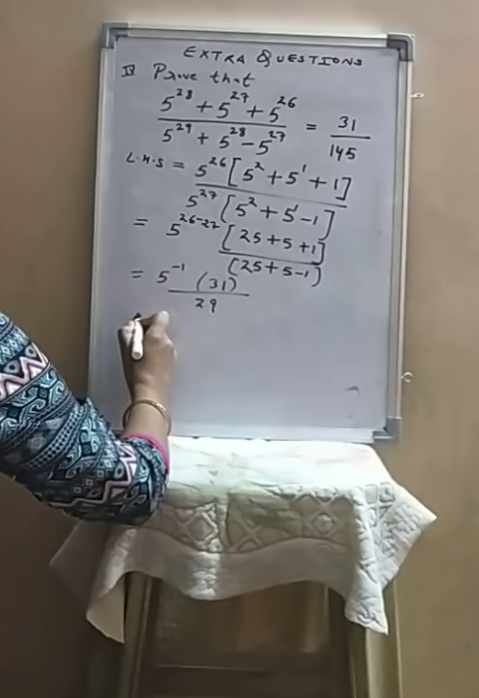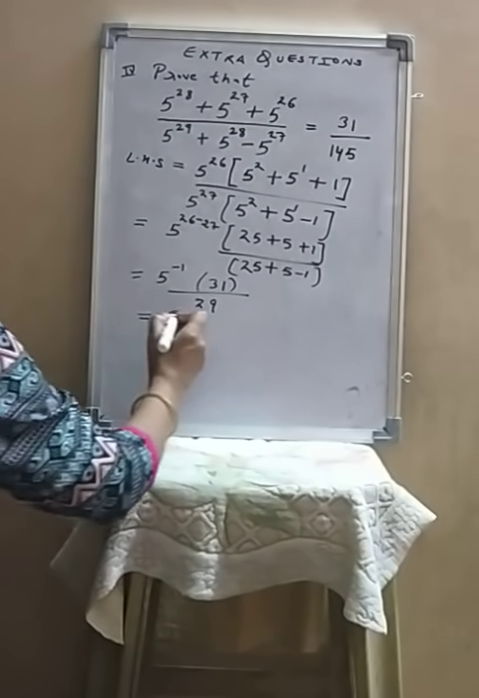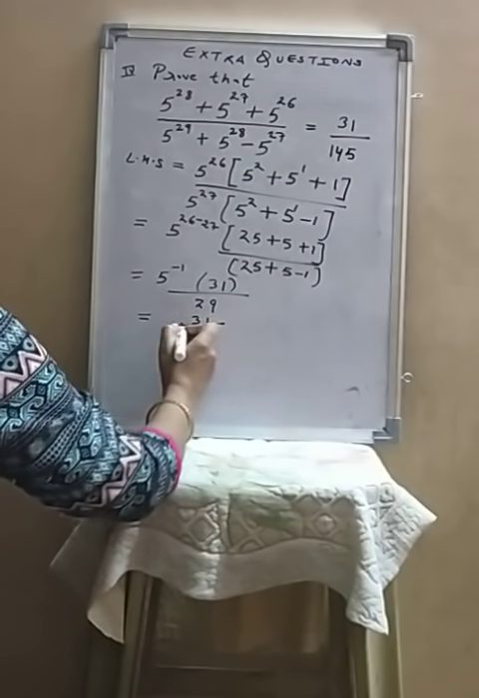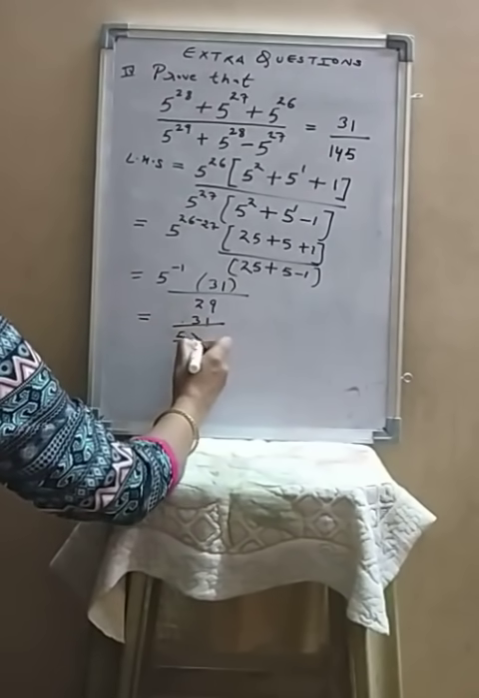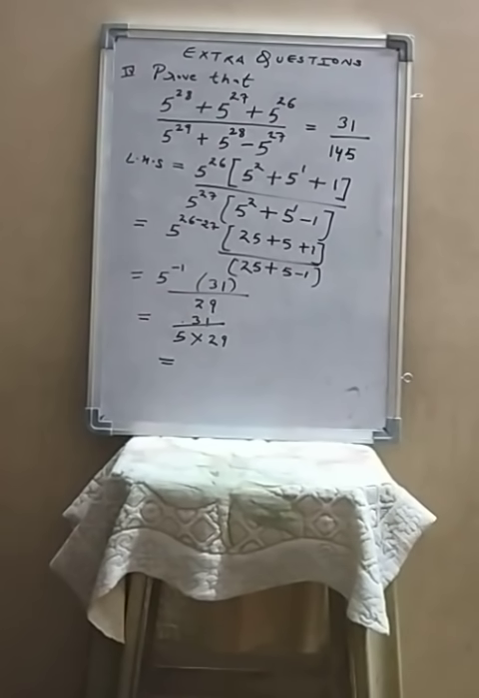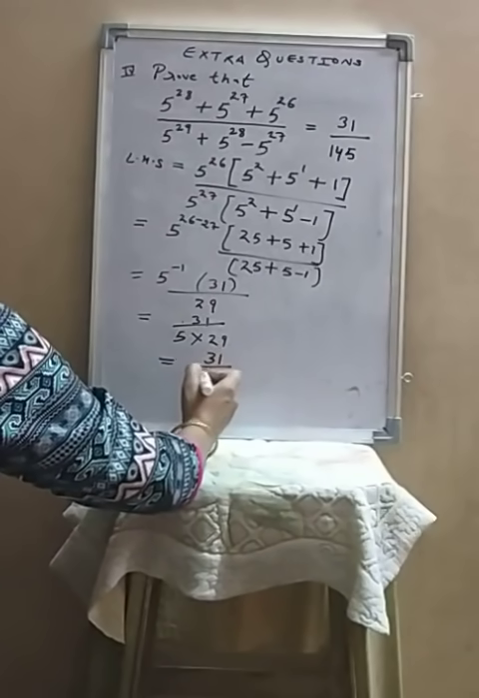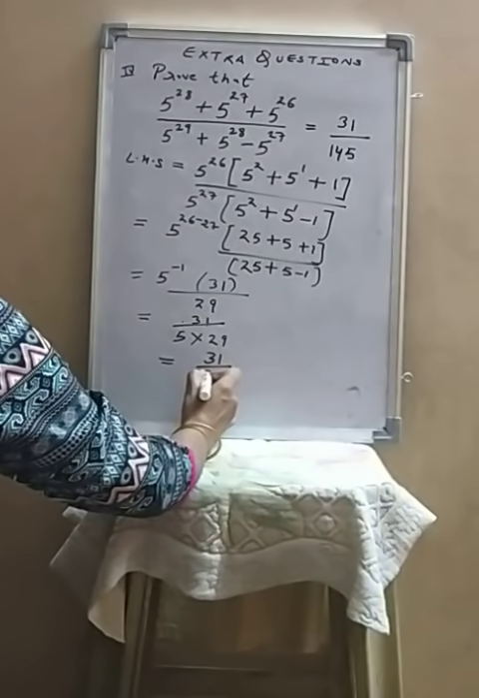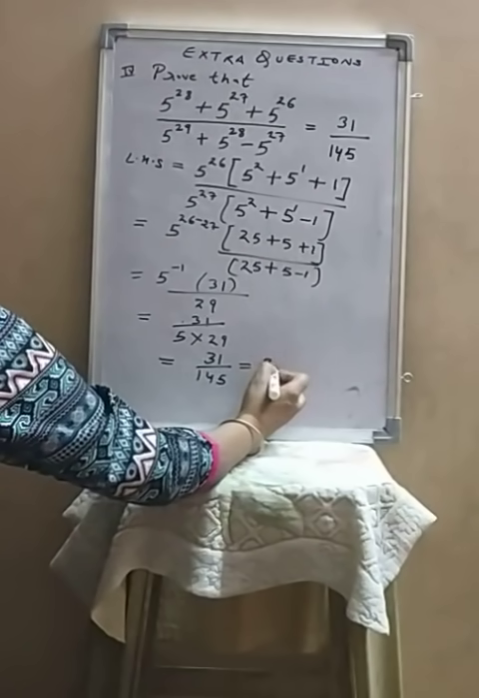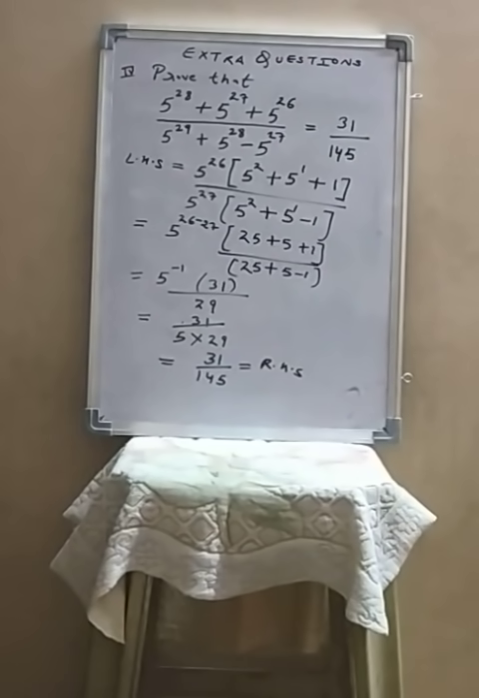Now 5 raised to power minus 1, to make the power positive, I can bring it down in the denominator. That is 31 divided by 5 multiplied by 29. And if you multiply 5 by 29, you will get 145. So which is same as your RHS, and hence we have proved this.